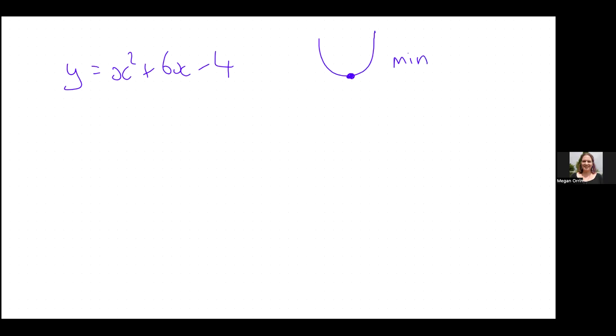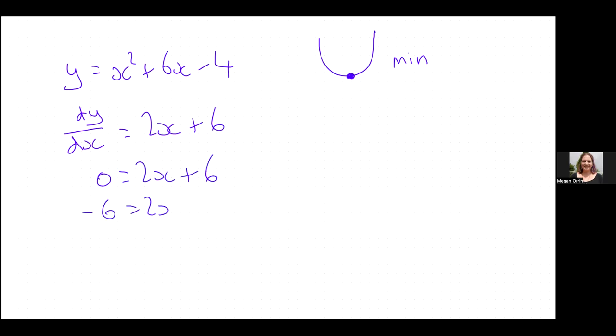So dy/dx of this equation is 2x plus 6. So I'm going to say that at the turning point, the gradient is 0. So negative 6 is 2x. So negative 3 is x. So this coordinate is negative 3.